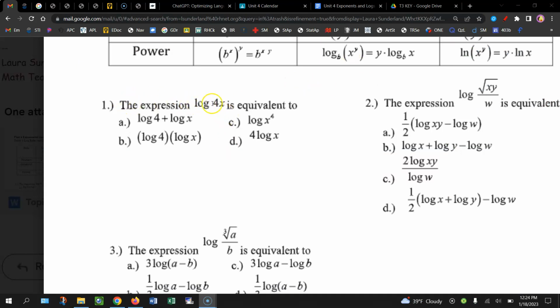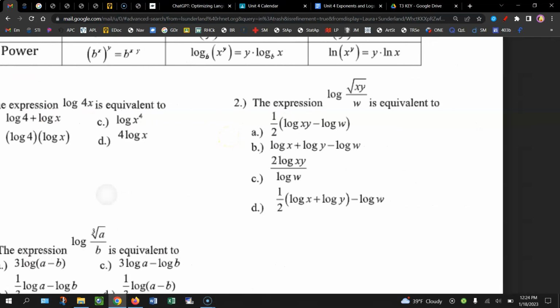So in question 1, you have log of 4 times x. So you multiply. When you're multiplying, you add exponents. So you're going to split this up into addition. It's going to be the log of 4 plus the log of x. Again, you see multiplication, you do addition. So this would be choice A.